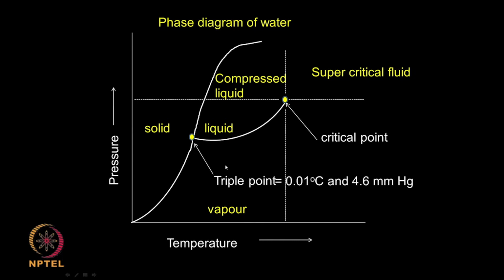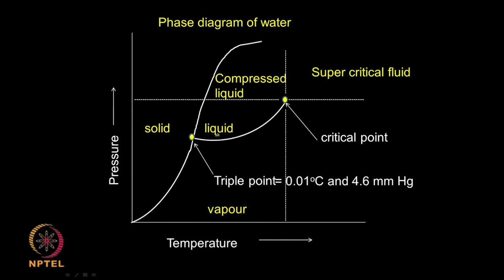Okay. At one point here, this is called a critical point, we have this supercritical fluid here, okay, then we have the compressed liquid. There is another point which is called the triple point where the solid, liquid and the vapor are in equilibrium. Okay. This is called the triple point, solid, liquid and vapor are in equilibrium. This is where we operate. For example, for water, it is 0.01 centigrade and 4.6 mmHg.